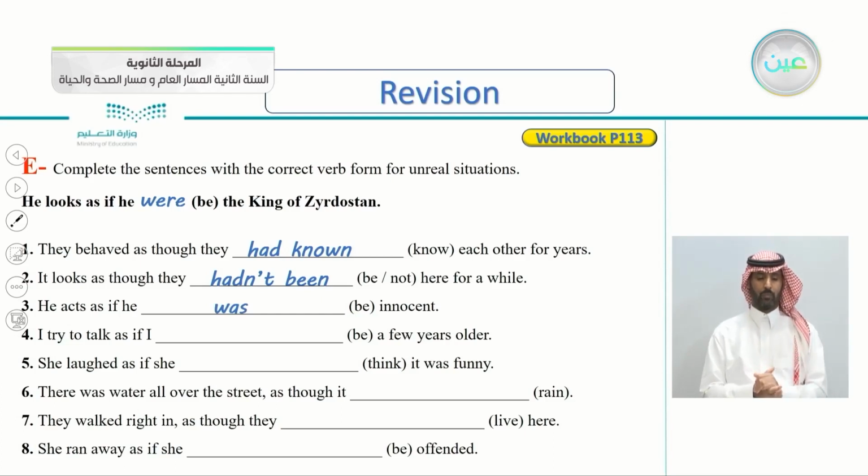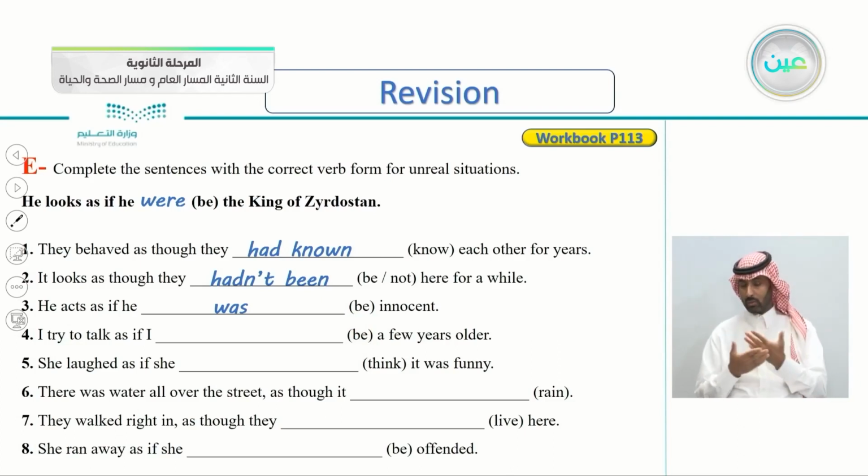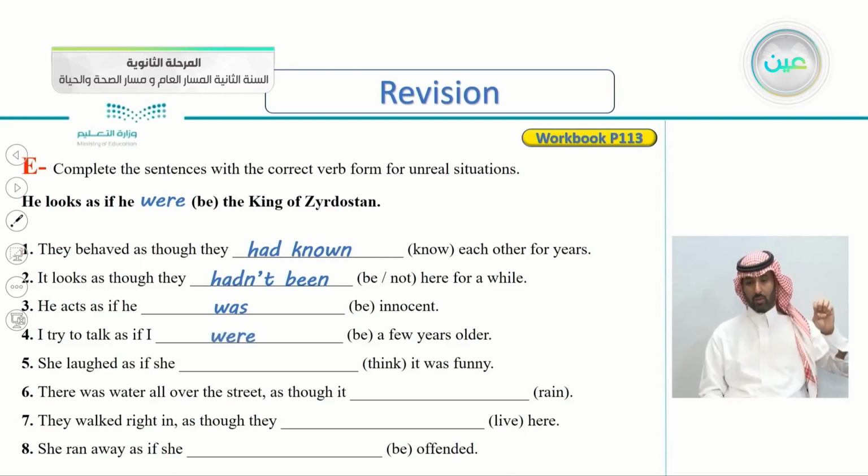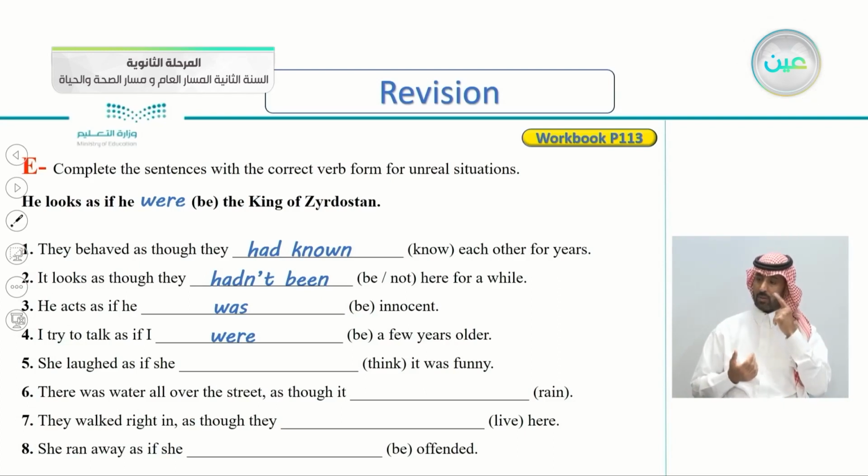He's guilty. Number 4, I try to talk as if I, and the verb is be, a few years older. So I try to talk as if I were a few years older. So he's still young.